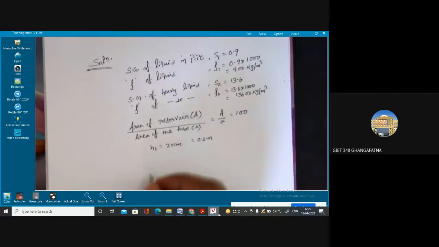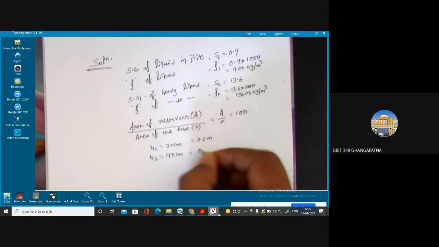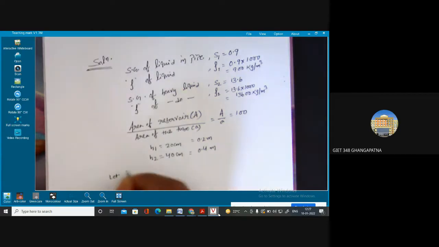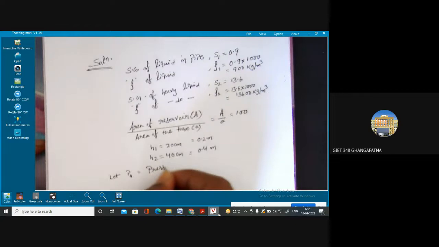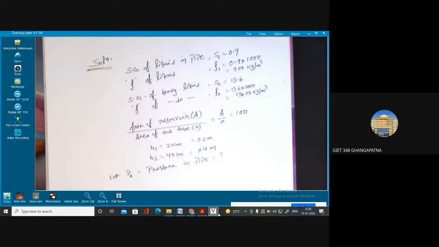Now, what is the rise of mercury in the right hand side limb? It is H2, 40 centimeter. So 0.4 meters. Clear? So, we have to find what? P of A. Let P of A be the pressure in the pipe, which you have to find out. This is what he has asked, pressure in the pipe.